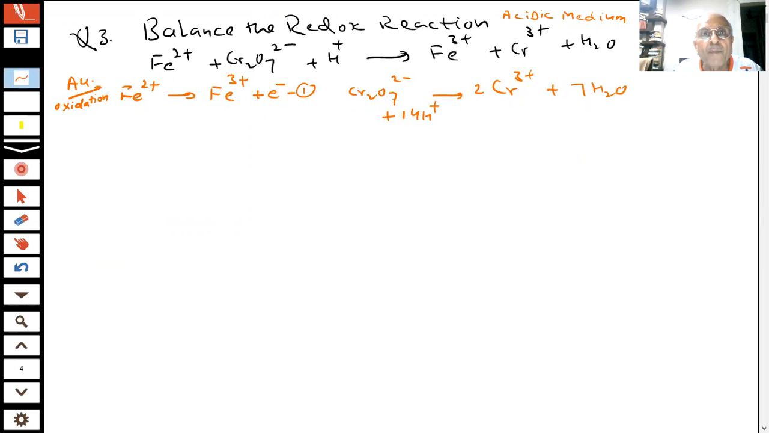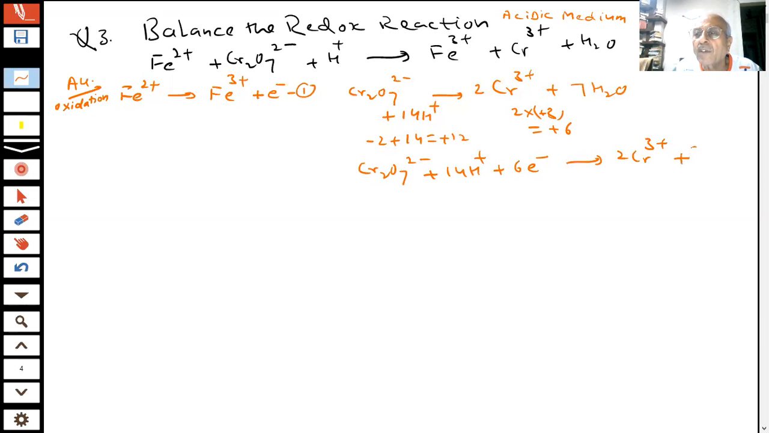So what is the total charge here? 2 minus and 14 plus. How much? Plus 12. What is the total charge here? 2 into plus 3, how much? Plus 6. So how many electrons should be added, student? Then you have Cr2O7 2- plus 14H+ plus 6 electrons gives 2 Cr3+ and 7H2O. Okay? Equation number 2.